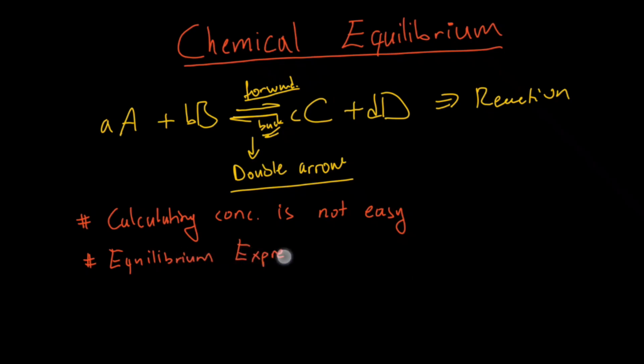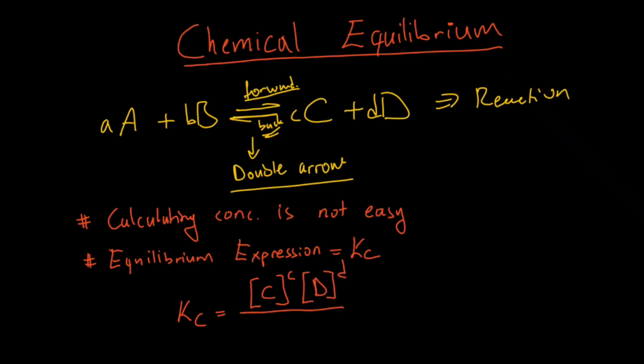And before going to concentration calculation, we have to mention something which is called the equilibrium expression, which is called Kc. And for this reaction, Kc is equal to C to the power c, D to the power d, over A to the power a, and B to the power b. If Kc is bigger than 1, it means that the numerator is bigger, so the reaction goes to the product side.